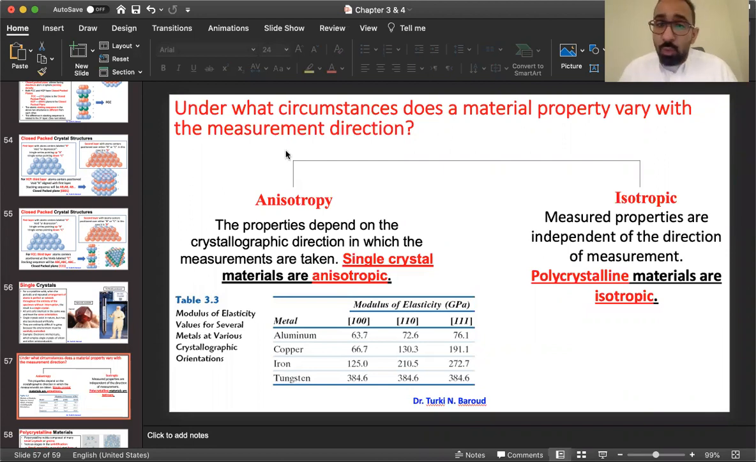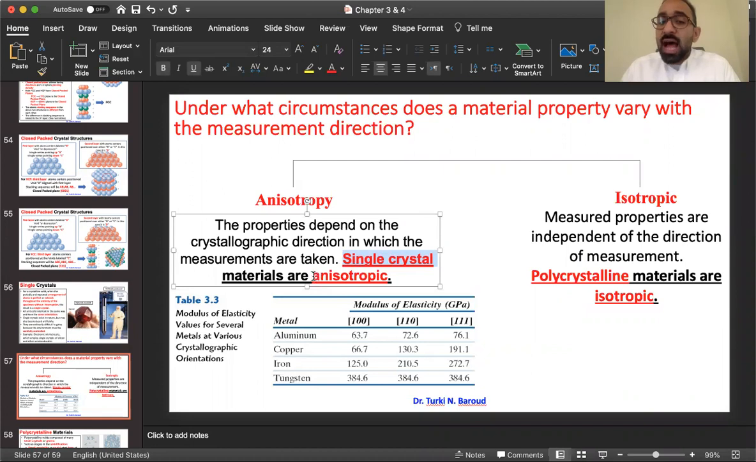Now, why is this important? Well, because when we deal with single crystalline material, it is anisotropic. Why? Because the properties in this kind of material depend on the direction in which the measurements are taken. However, when you go to polycrystalline material, I'm going to talk more about what happens during its growth in a minute.